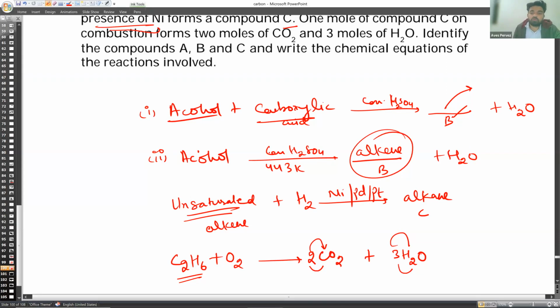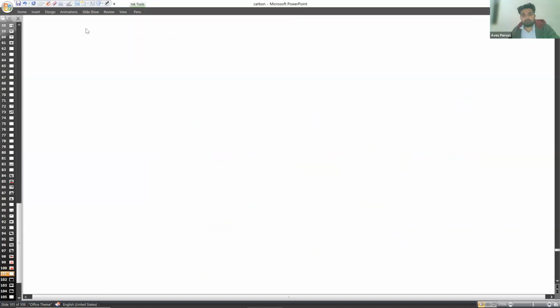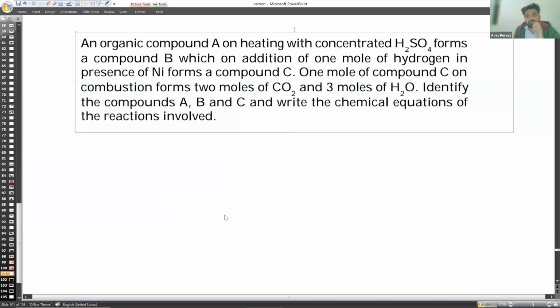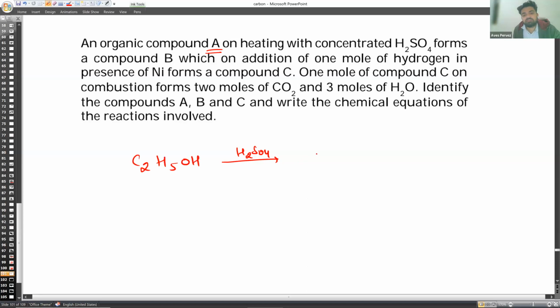So what you will write here, I'm just going to write all the equations. You write organic compound A on heating with concentrated H2SO4. Compound A is just a 2 carbon alcohol, C2H5OH. This will give you 2 carbon ethene, C2H4, plus water.